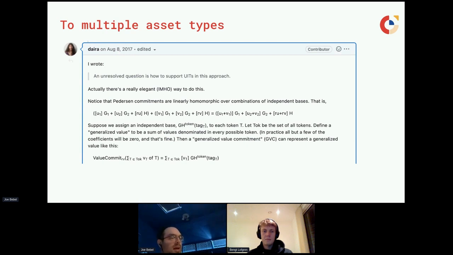But if we're starting from the Sapling design, which is very good, and we don't want to change it too much, the most elegant way of doing this is by realizing that you can use these homomorphic value commitments to not just sum over a single asset type, but instead over many asset types at the same time. And the way that we're going to do this is by using a different elliptic curve point for each asset type.